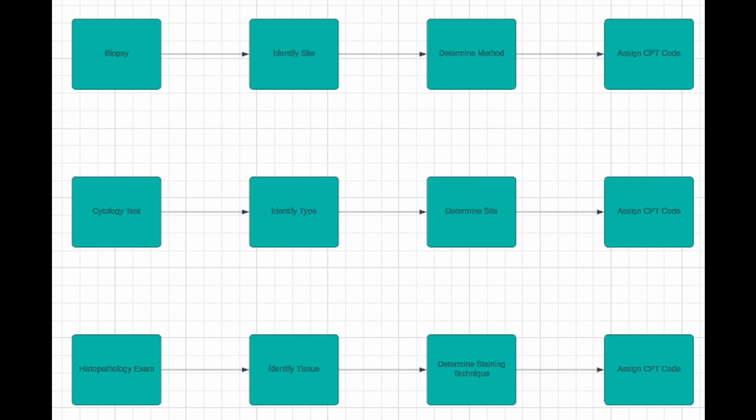Histopathology coding flowchart. 1. Identify the type of tissue examined, liver, kidney. 2. Determine the staining technique used, H&E, special stains. 3. Assign the appropriate CPT code, 88305, for a level 4 surgical pathology, gross and microscopic examination.